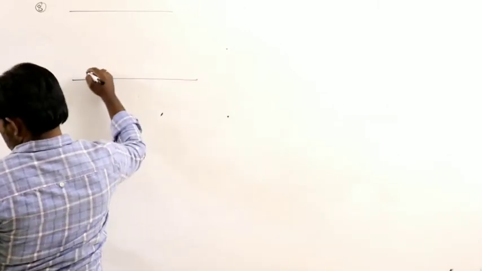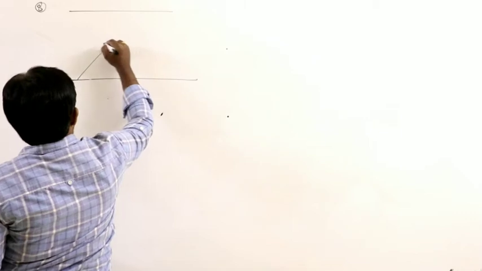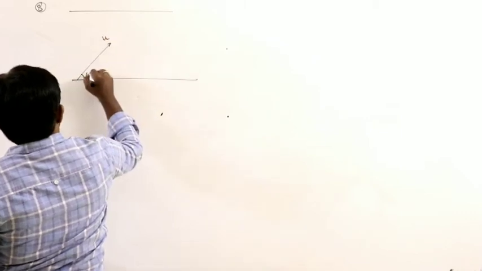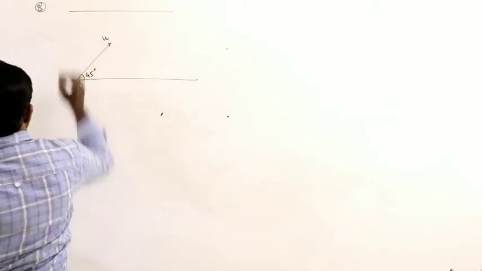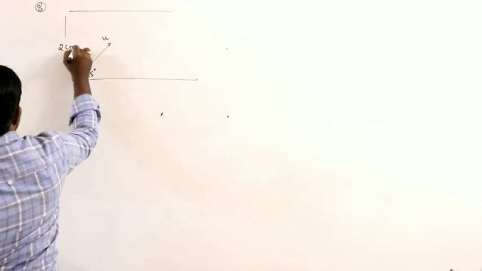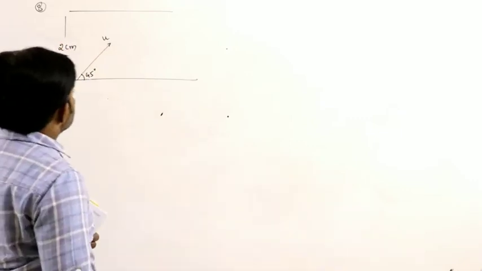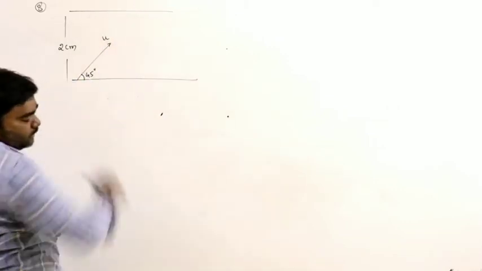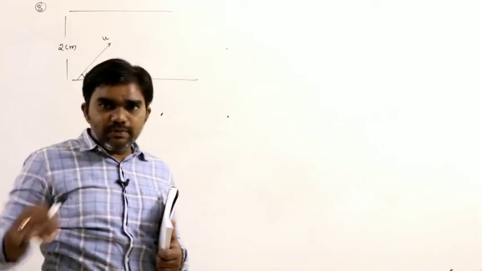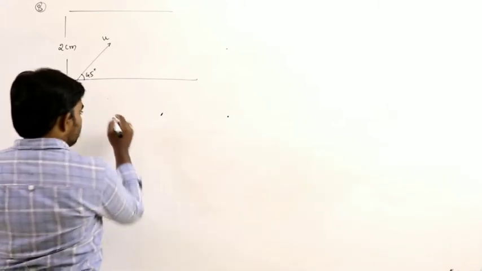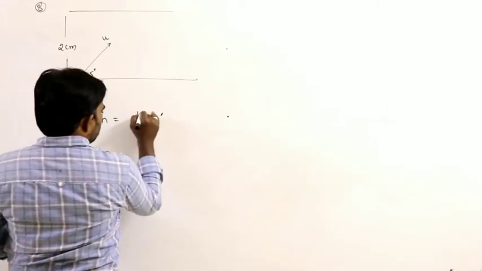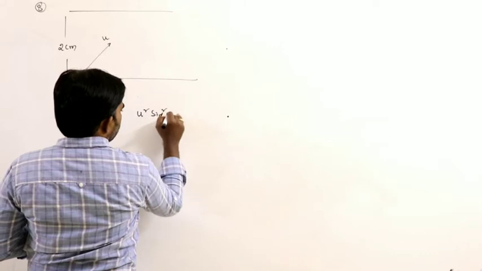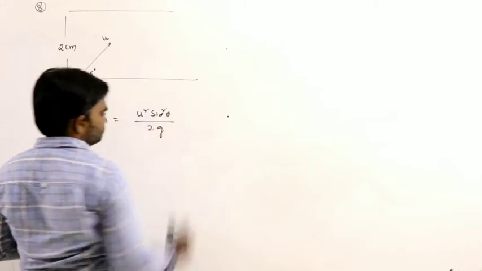So given that, this is the situation: the particle is projected at 45 degrees. The separation between the plates is 2 centimeters. So if we project the body so that it does not hit this plate, the velocity must be less than a certain value. What is the maximum height formula in oblique projectile? U square sin square theta by 2g.